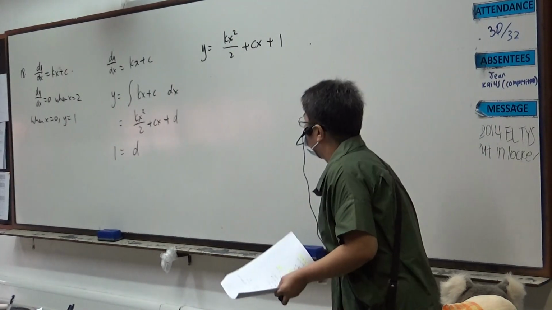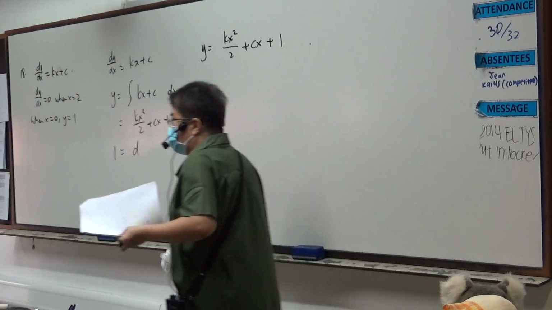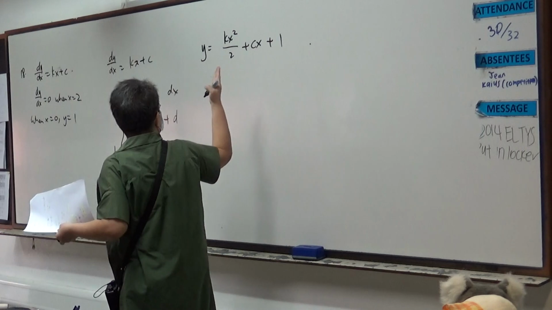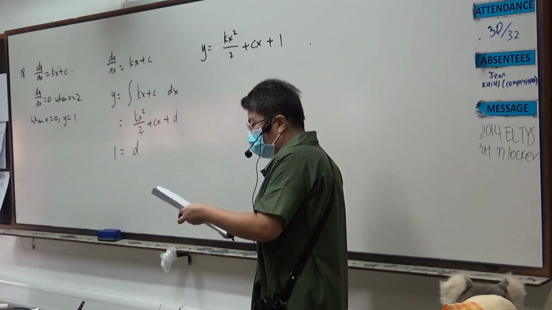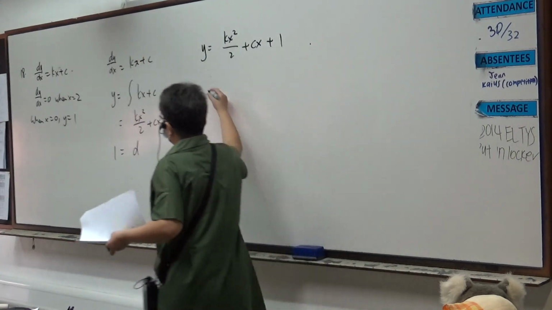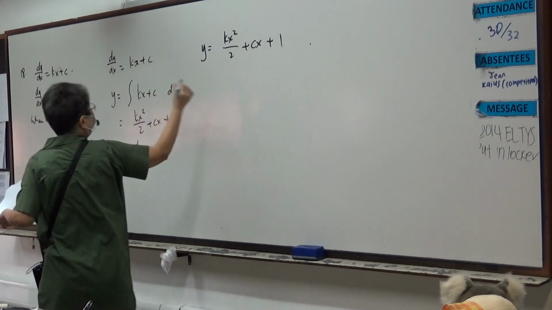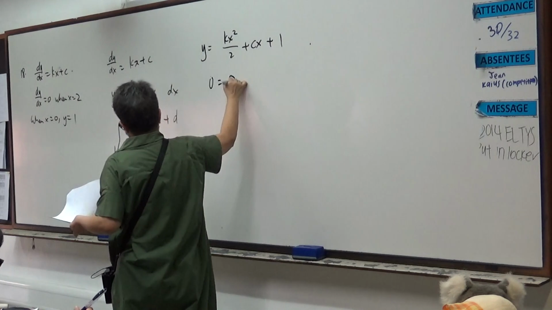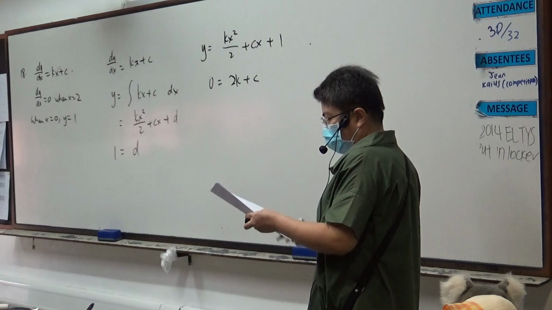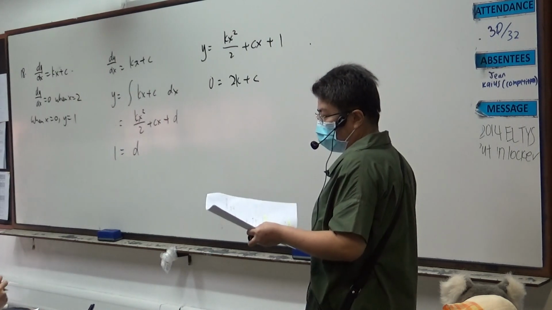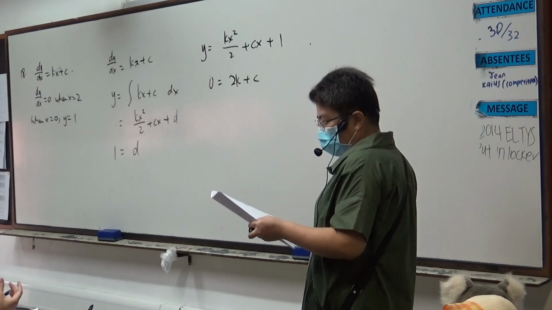Agree or not? Yes or no? Then my point is to find what now? Already found out D. My point is to find out what? Can find C already? Can you see that we can find C? Okay, all of you look, dy dx is 0 when x is 2, right? The question says what? So 0 will be 2k plus C, right? Okay?